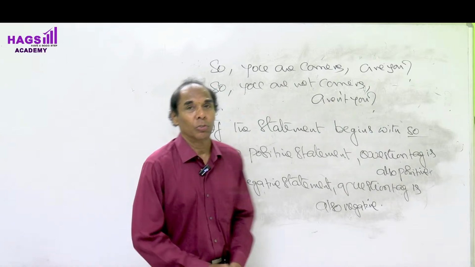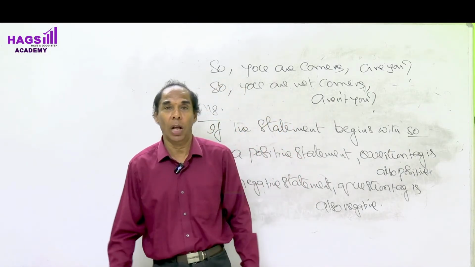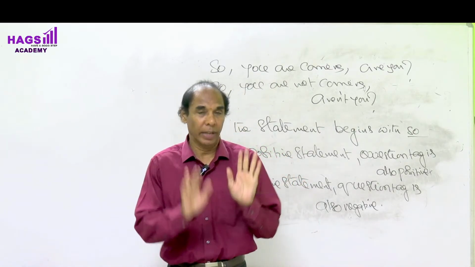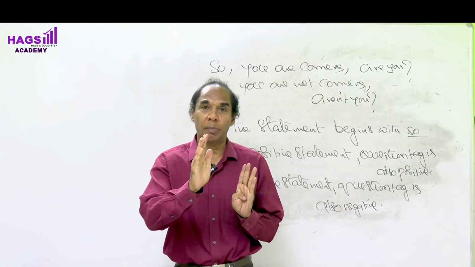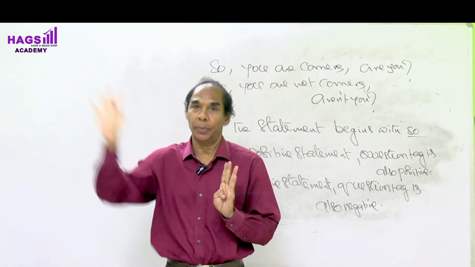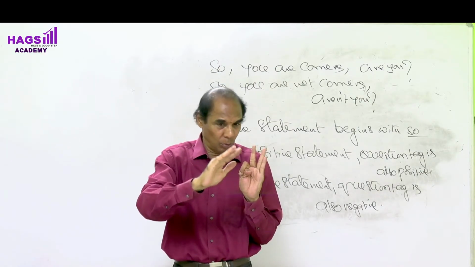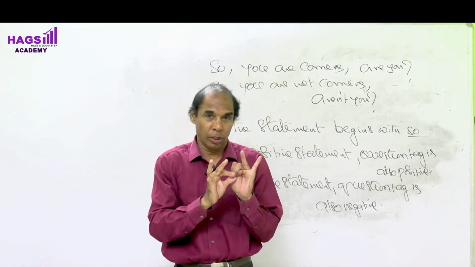Right, my students? So, totally there are 8 models in question tags. Now, look at me, my students. How many models are there? 8 models. Again, I am explaining. Model number 1. To a positive statement, question tag is negative. Model number 2. To a negative statement, question tag is positive. Opposite to the statement.